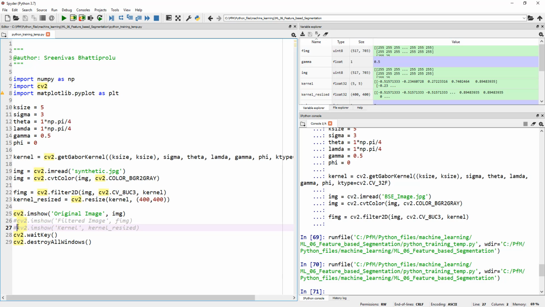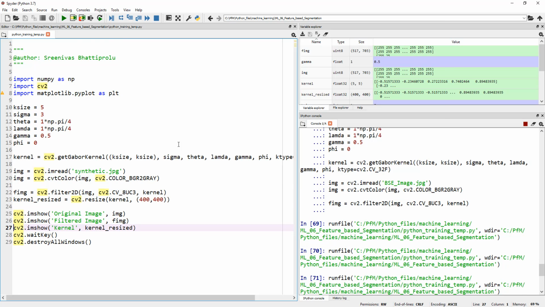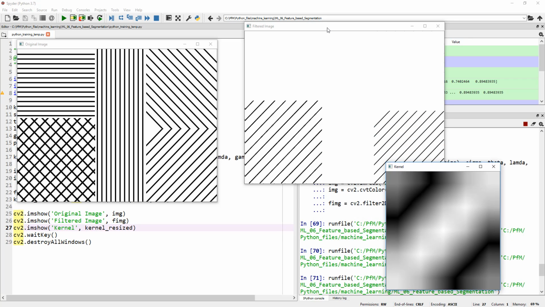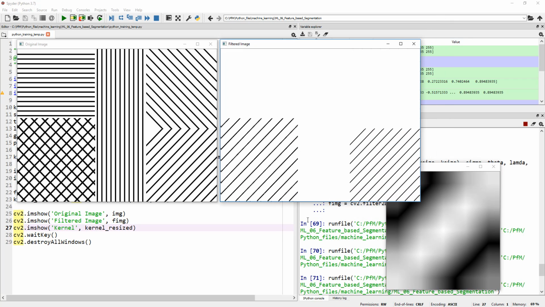So now, because my theta here is np.pi over 4, which is 45 degrees, I'm hoping we should only see the lines that are 45 degrees. So let's go ahead and run this. There you go. There is the kernel, and there is the resultant filtered image. Isn't that amazing? Even though I have lines going in both directions here, I'm only pulling the lines that are aligned along with my Gabor kernel right there. All the other lines in this image are suppressed.